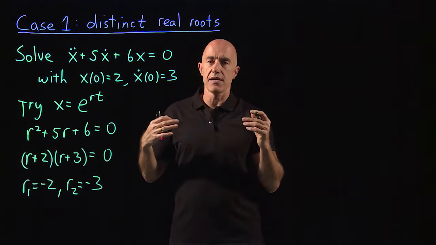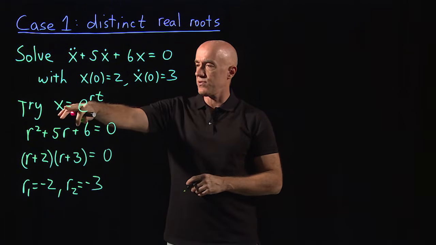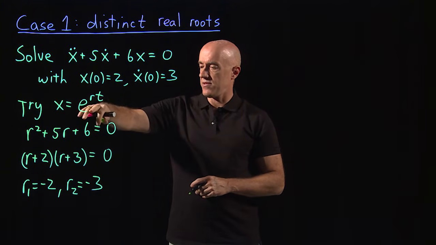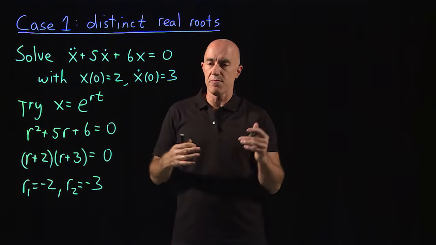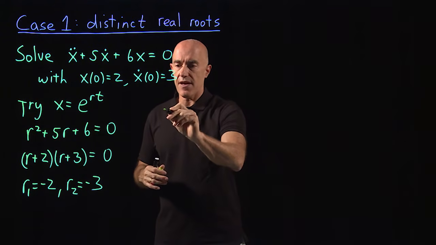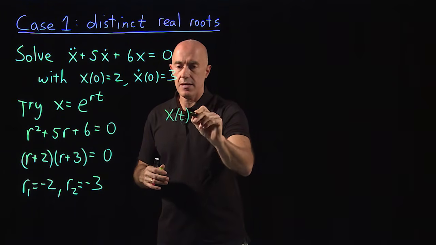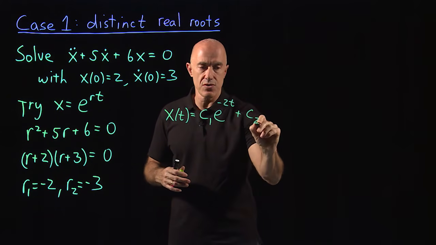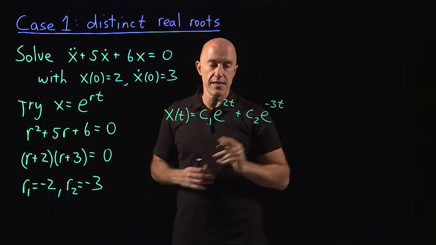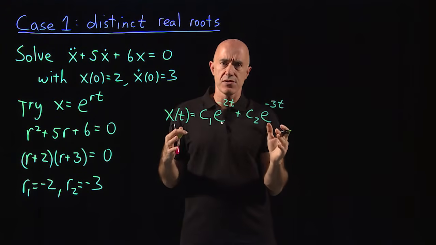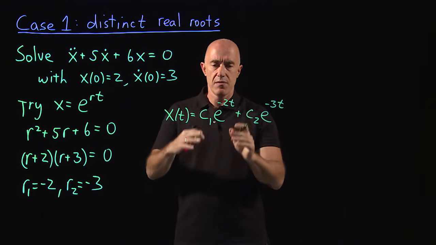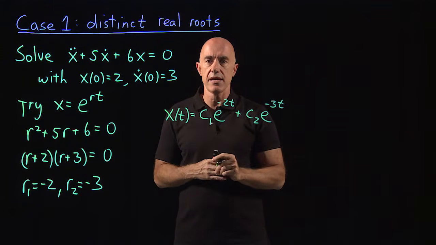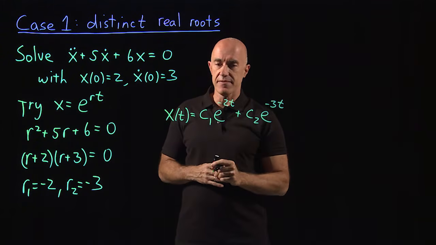So we can use the principle of superposition. We found two solutions, x equals e to the minus 2t, and x equals e to the minus 3t. And then we can superimpose those solutions. So we have our x of t equal to c1 e to the minus 2t plus c2 e to the minus 3t. And I claim that this is the general solution to this differential equation because the Wronskian of these two functions is not 0. We don't need to show that here, but you can take my word for that.